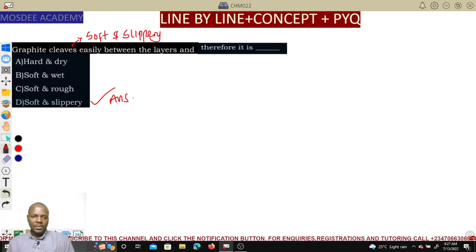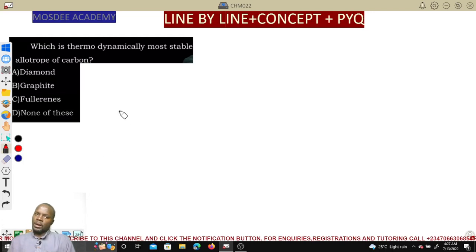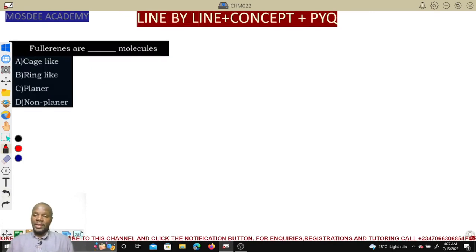Now the next question, which is thermodynamically stable, we talked about that, and that is the answer. And I think that is all for graphite. Maybe the next one should be fullerene. Now about fullerene, I'm going to be talking about some things which I think almost everybody needs to write down, because it's not that common. But questions nowadays are coming, especially in A-level and NEET. So we have to be careful about understanding it.